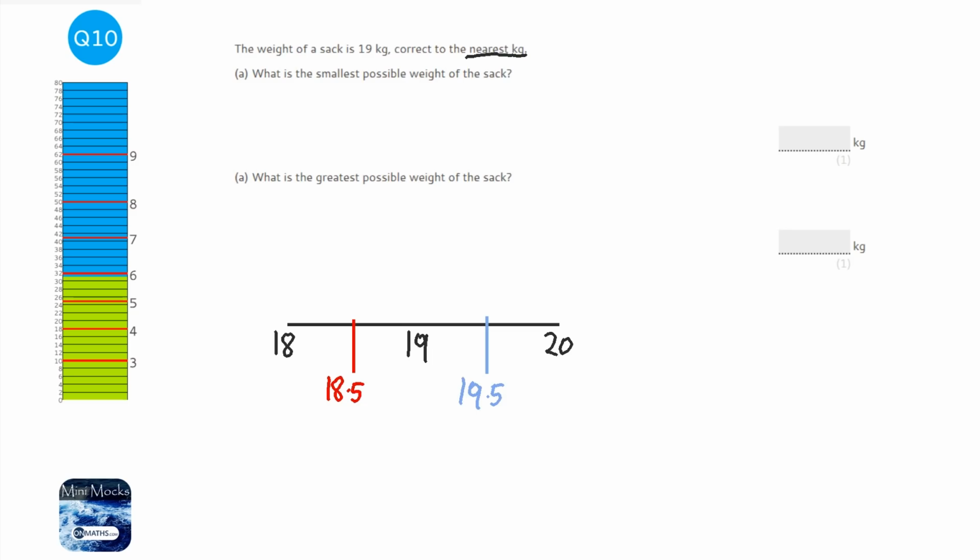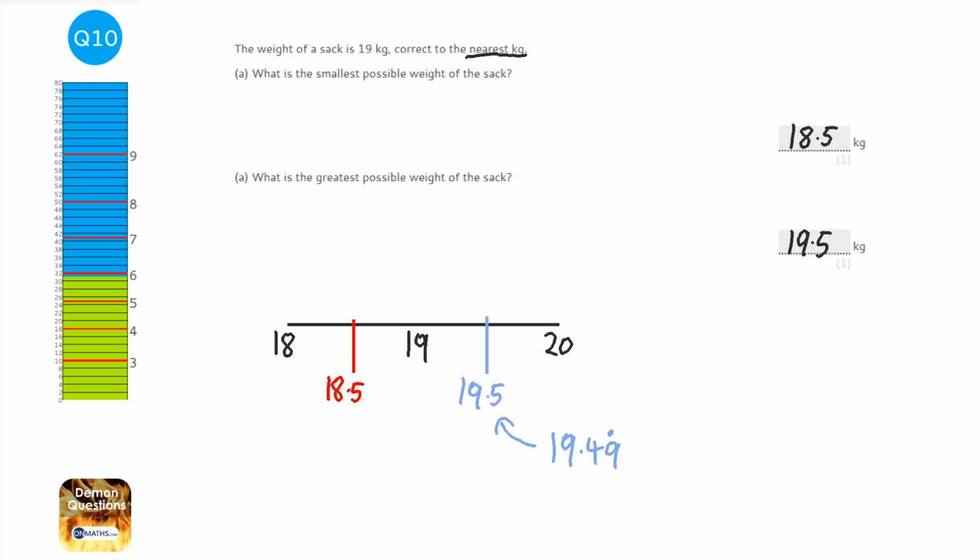Now, this second one's a little bit more complicated, because you might think, oh, actually 19.5 would round to 20. So it's 19.49 recurring. Yes, you would actually be true. Unfortunately, 19.49 recurring is actually the same as 19.5. So for our smallest possible weight, we put 18.5, and for the maximum possible weight, we can actually put 19.5, even though we know that would have rounded to 20.